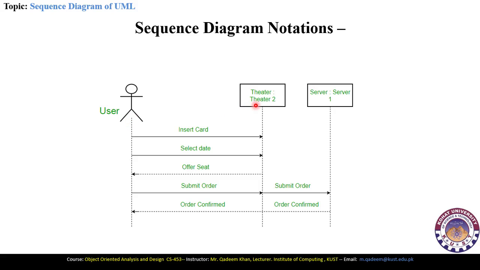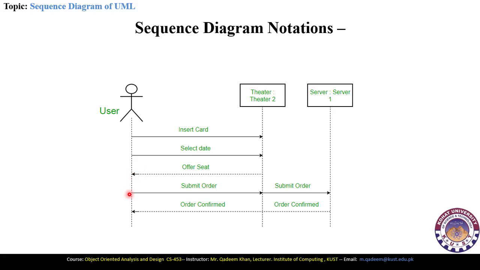This actor is interacting with two different modules. One is Theater 2, with the object theater, and similarly we have Server 1 which has the object server. Now first the actor will insert a card into the Theater module, and then the actor will select the date. You can see this is the sequence of operations. So after providing the card and the date to the theater object, the theater object offers the seat number to the actor.